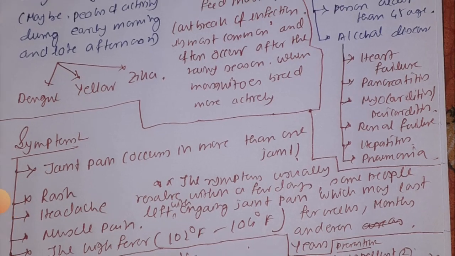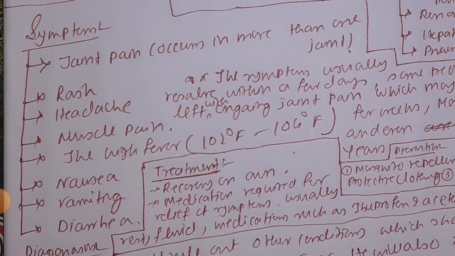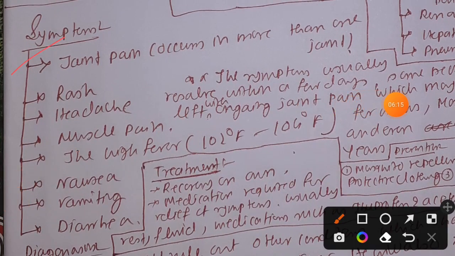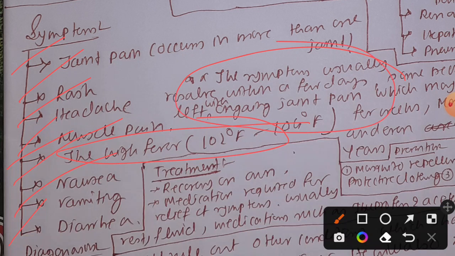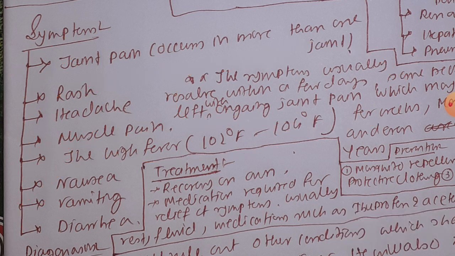Now, what are the symptoms observed? The main important thing is joint pain, which may occur in more than one joint. Rash, headache, and fever are important, as I have told you. Also muscle pain, nausea, vomiting, diarrhea. Although most of the symptoms resolve within a few days, the joint pain will persist for weeks and months, and in some cases even for years. So that is the symptom part.